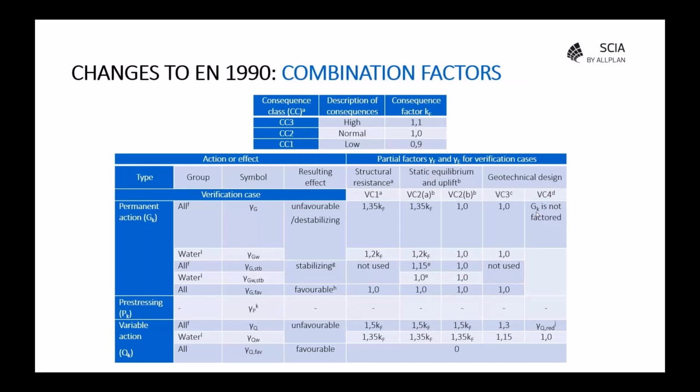So you have the consequence classes with the consequence factor to take these into account. And then at the bottom graph, you can see per verification case the partial factors to be taken into account. And you can see also there the addition of a partial factor specifically for the water case.